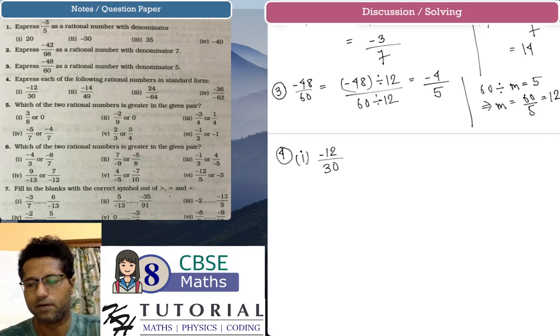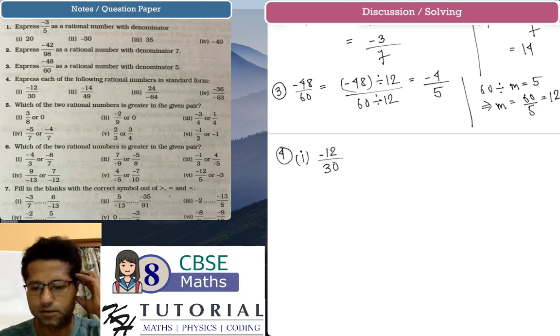So the rational number p by q is in standard form if there are two conditions. The denominator, that is the q, has to be greater than 0, and the p and q should not have any common divisor. The absolute values of p and q should not have any common divisor, that is the HCF of the absolute values of p and q should be 1.